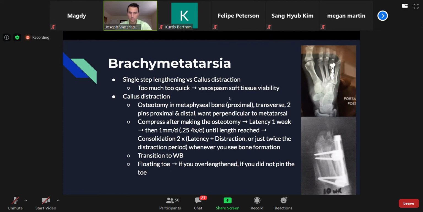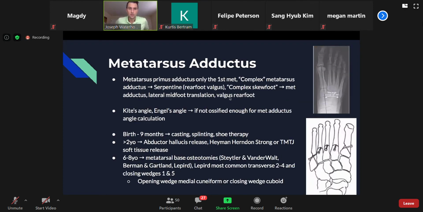All right, metatarsus adductus. As far as the vocab associated with metatarsus adductus, you have metatarsus primus adductus, which is just the first met. You can have a complex metatarsus adductus, which is also called the serpentine foot, where the rear foot is in valgus and then the forefoot is in a metatarsus adductus state. A complex skew foot means that you're off at the midfoot. You could look at your calcaneocuboid joint angle, and that's off laterally to indicate, basically, a combo flatfoot with metatarsus adductus, right?